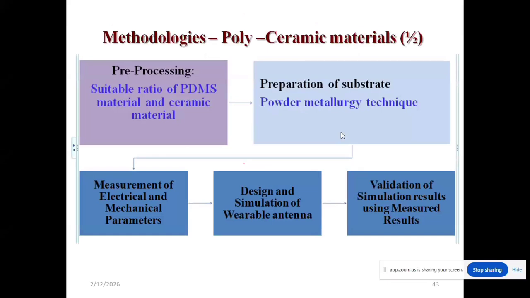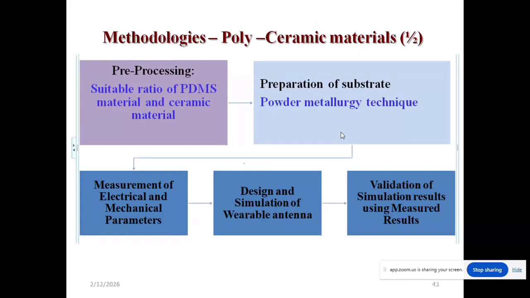These are the methodologies for preparing polyceramic material. That is, we need to pre-process. Here the PDMS polymer material is preferred, and it has a number of advantages. A suitable ratio of PDMS material and ceramic material is to be selected, and we need to prepare this substrate using the powder metallurgy technique. That is possible.